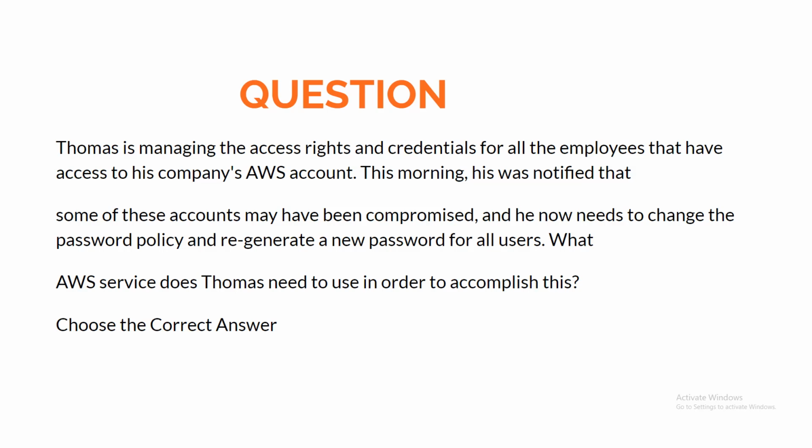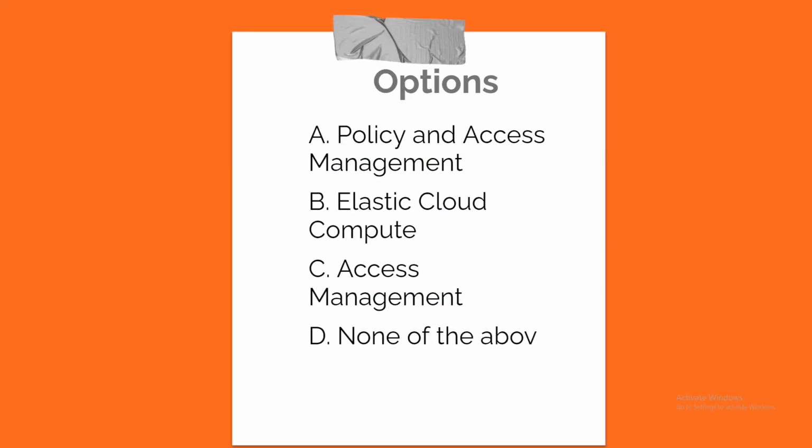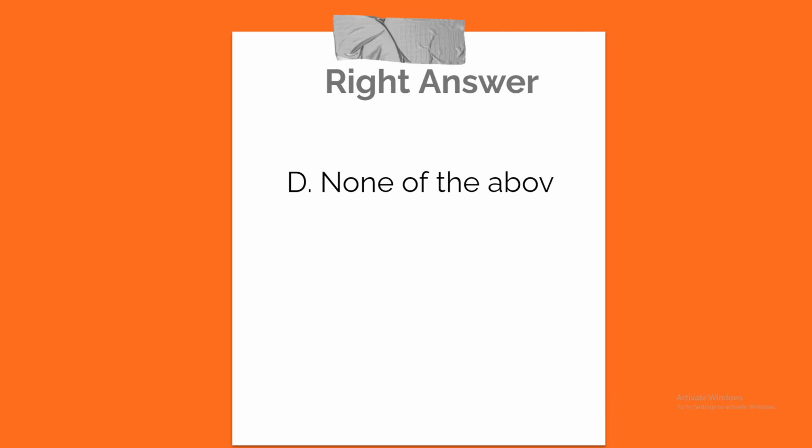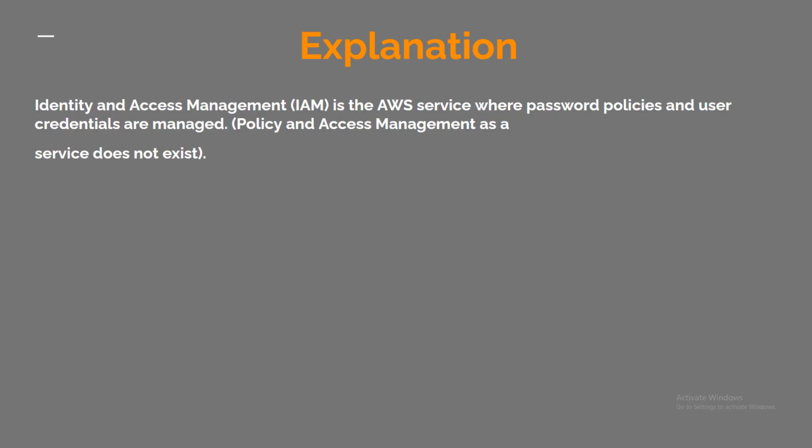What AWS service does Thomas need to use in order to accomplish this? Choose the correct answer. A. Policy and access management. B. Elastic Cloud Compute. C. Access management. D. None of the above. Answer. D. None of the above. Explanation. Identity and access management, IAM, is the AWS service where password policies and user credentials are managed. Policy and access management as a service does not exist.